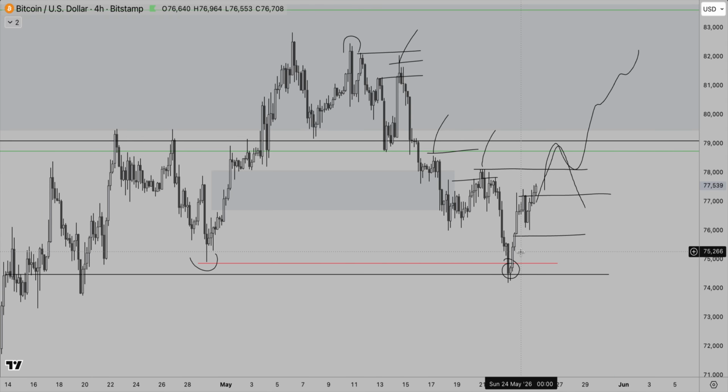So there we have it. That's the full top-down analysis. Monthly gave me the narrative, weekly confirmed the direction, daily showed me the draw, and then the 4-hour built the setup. That's what we want to identify. And this is the exact process I run every single week.